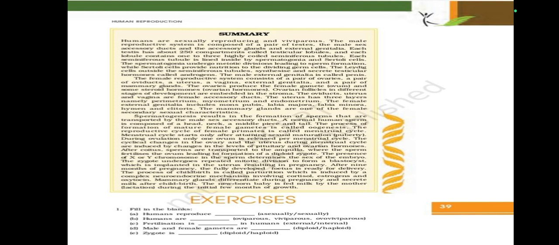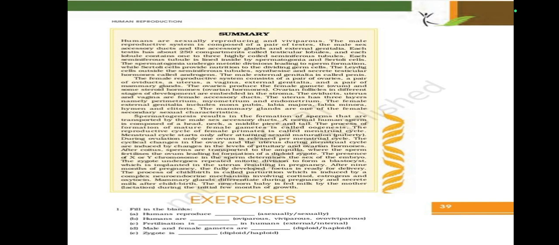There are cyclical changes in the ovary and the uterus during the menstrual cycle. After the coitus, sperms are transported to the ampulla, where the sperm fertilizes the ovum, leading to formation of the diploid zygote. The presence of X and Y chromosome in the sperm determines the sex of the embryo. The zygote undergoes repeated mitotic division to form a blastocyst, which is implanted in the uterus, resulting in pregnancy.